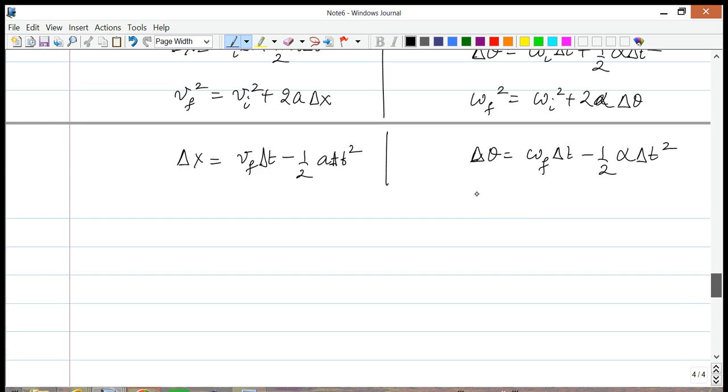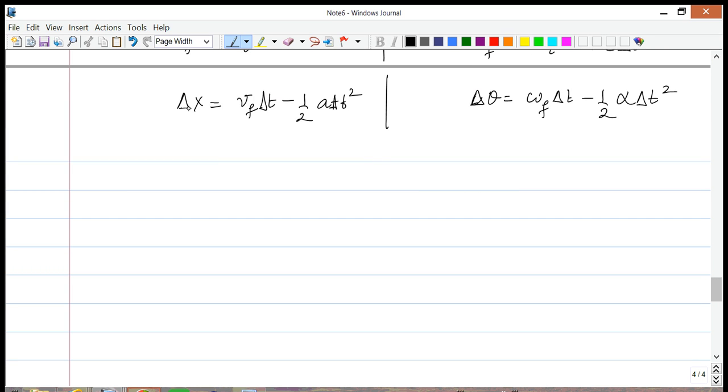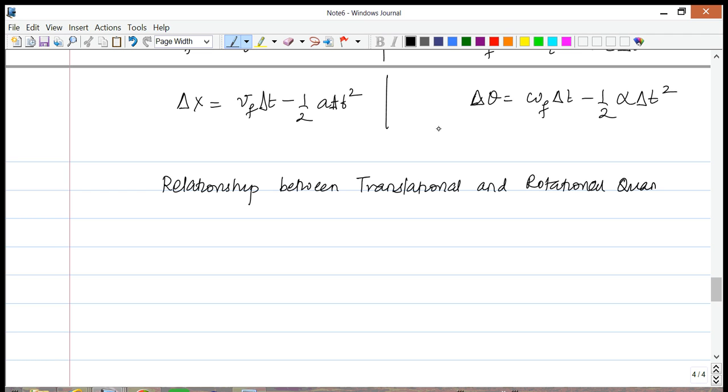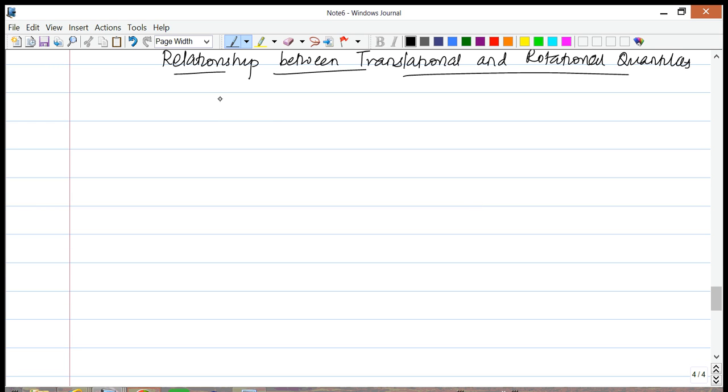Alright, there's one last thing that we'll look at here before we move on to some applications of these equations, and that is namely the relationship between the translational and the rotational quantities. Now, the first of these is very, very simple, and you can use this as a basis for a lot of the other stuff.